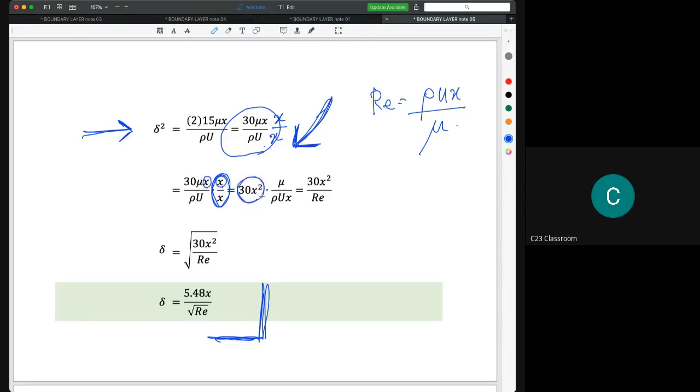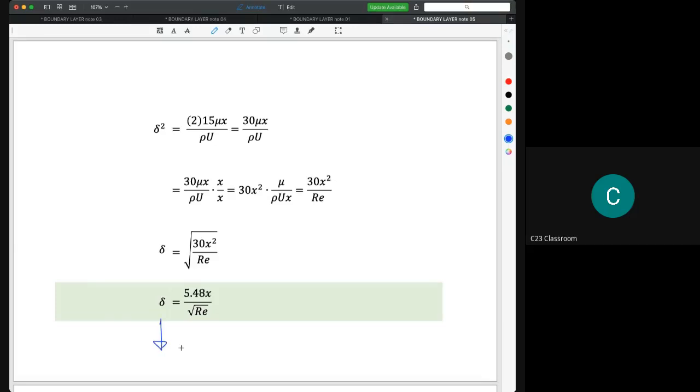So we have 30x square times rho ux, and we have mu at the top here. So mu over rho ux is equal to 1 over Reynolds. So now our equation becomes 30x square over Reynolds. Because we have a power of 2 here, we could finally write an equation for delta. So delta here is the boundary layer thickness, and it is equal to 5.48x over square root Reynolds.